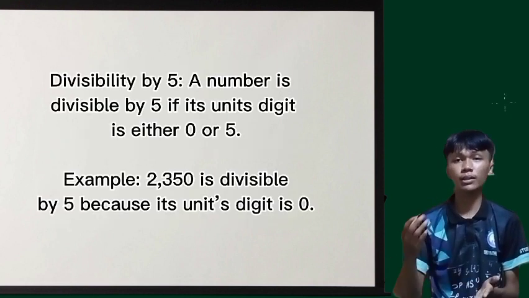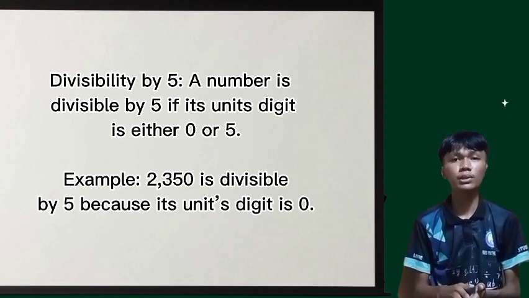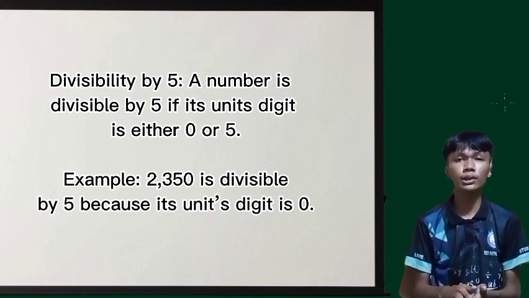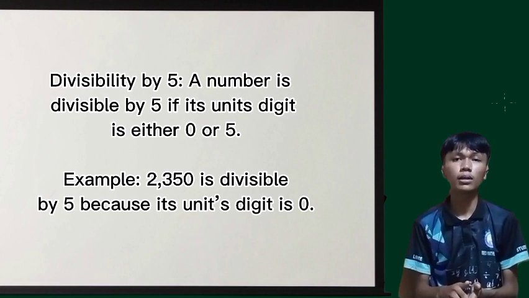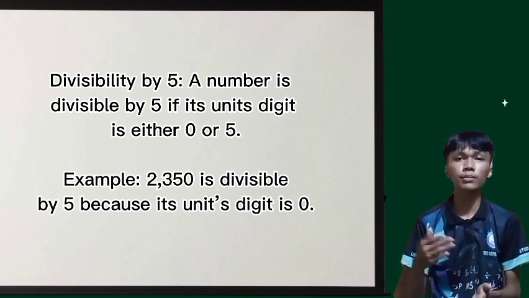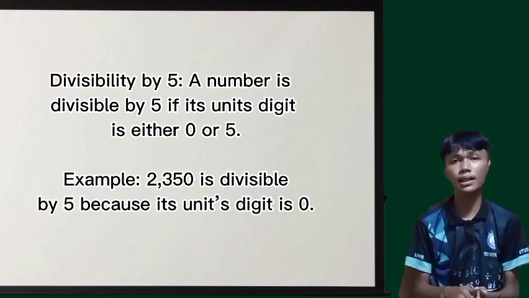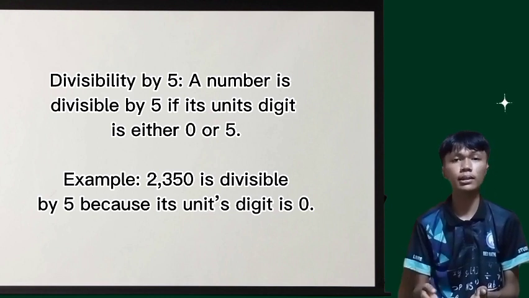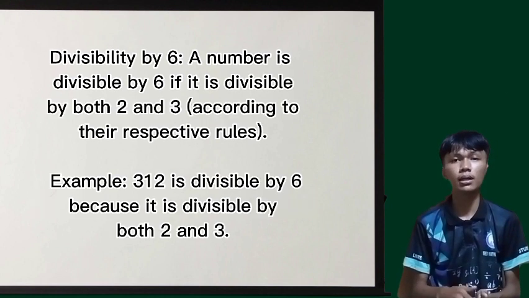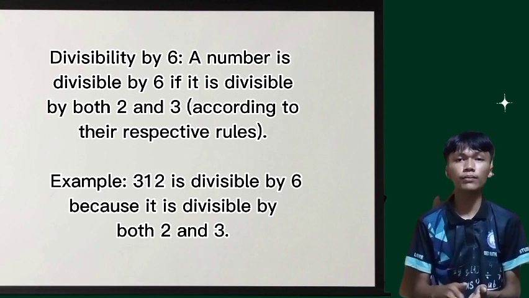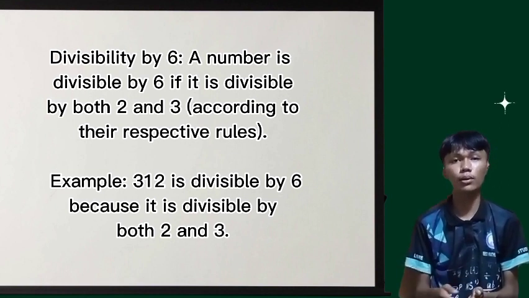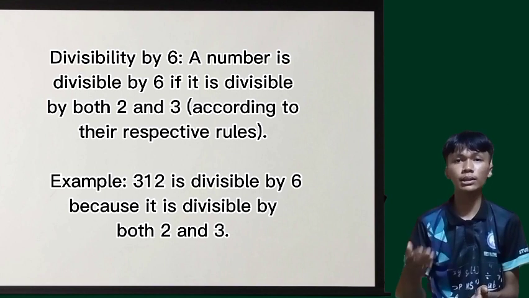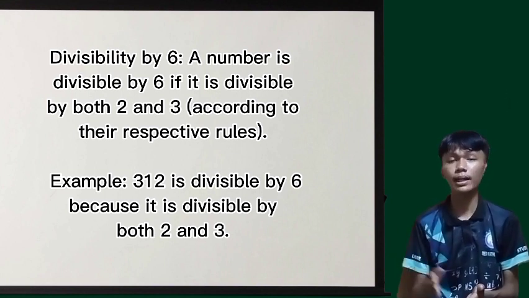Next is divisibility by 5. A number is divisible by 5 if its unit digit is either 0 or 5. Example, 2350 is divisible by 5 because its last digit is 0. Next is divisibility by 6. A number is divisible by 6 if it is divisible by both 2 and 3. Example, 312 is divisible by 6 because it is divisible by both 2 and 3.